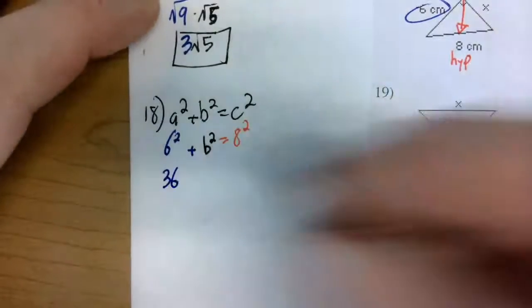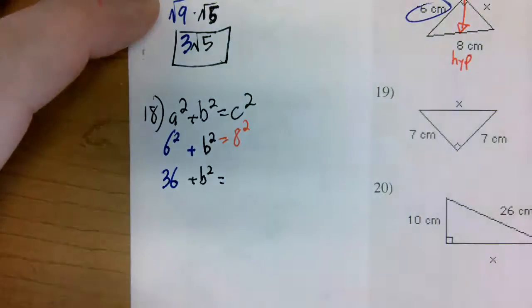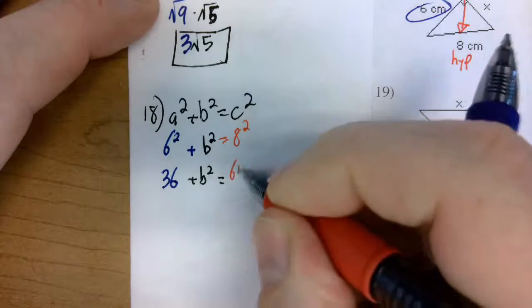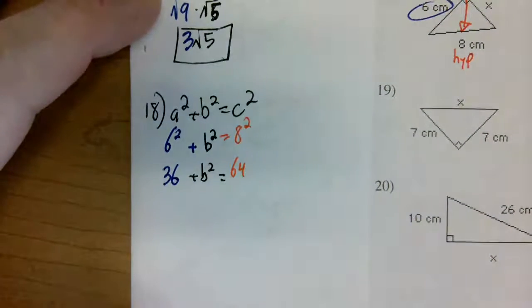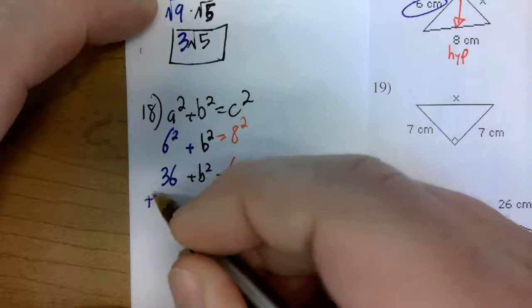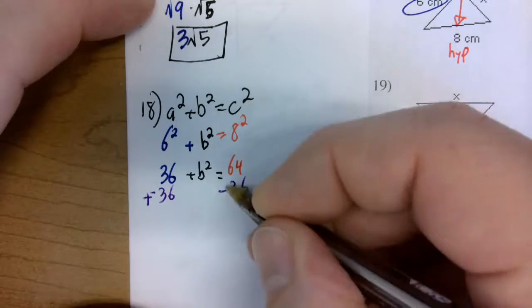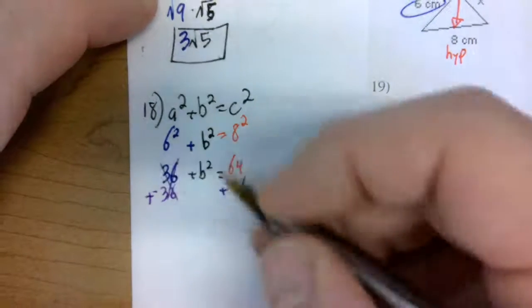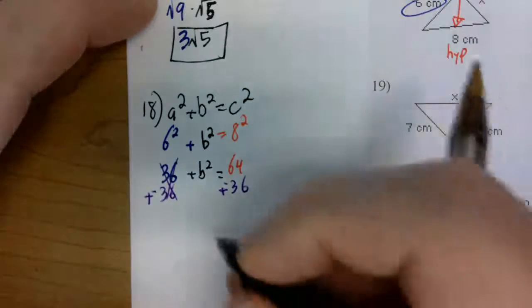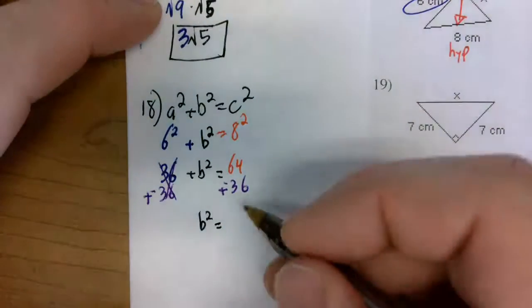So that gives me 36 plus b squared equals 64. Solve this equation. We want to get b all by itself, or rather in this case b squared all by itself. So I'm going to add a negative 36. It's the same as subtracting 36 from both sides. That leaves me with b squared equals 28.